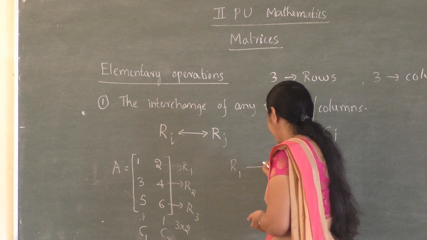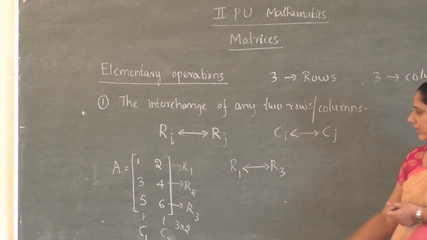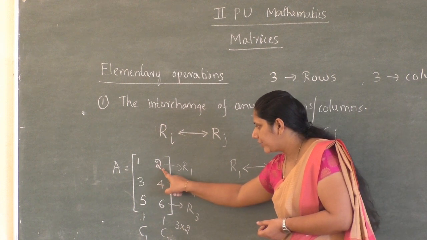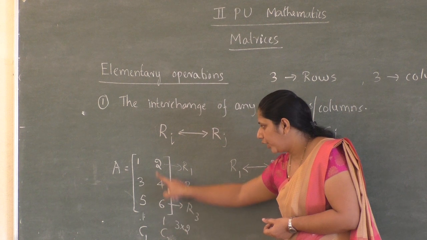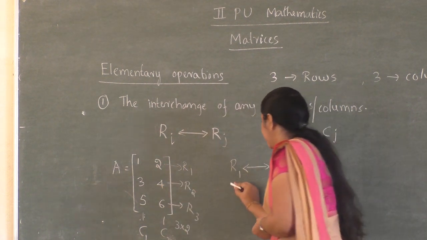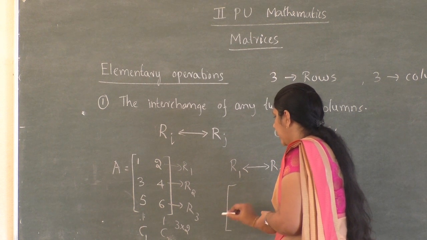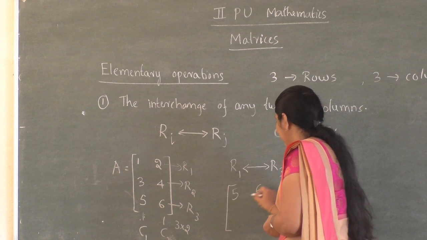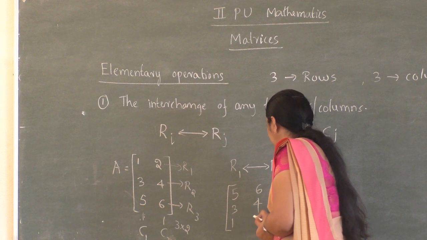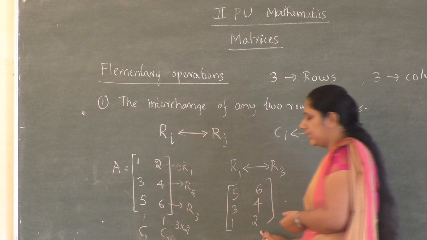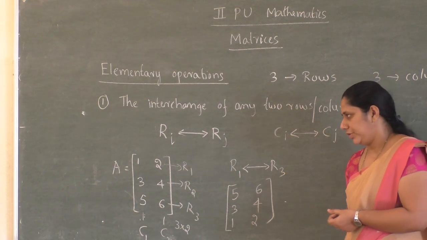R1 interchanging to R3, that is you have to write in the place of R1 the third row and in the place of third row you have to write the first row. So the resultant matrix will be, the third row becomes the first, that is 5, 6, second row as it is, and the third row 1, 2. So this is the resultant matrix after applying this elementary operation.